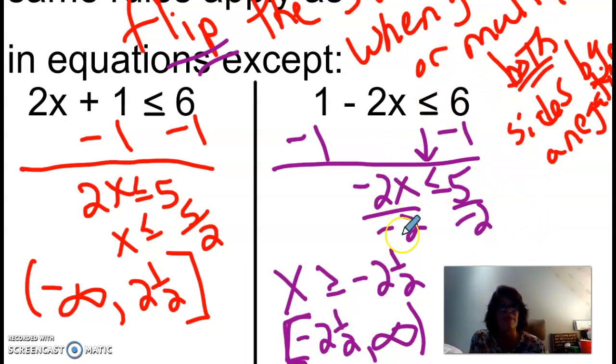And the same thing if I multiply both sides by a negative. I have to flip the inequality sign, multiplying or dividing by a negative, because we end up getting the opposite number that's over here if I multiply or divide. So I have to flip the sign to compensate for that. Okay?